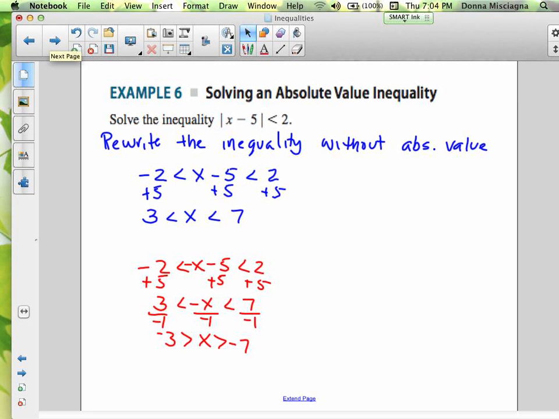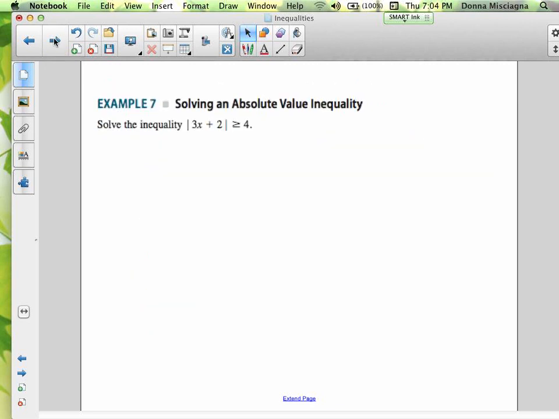All right, let's do one more. All right, so let's solve the inequality: the absolute value of 3x plus 2 is greater than or equal to 4. All right, this time we're greater than.